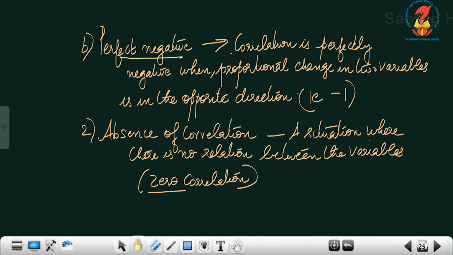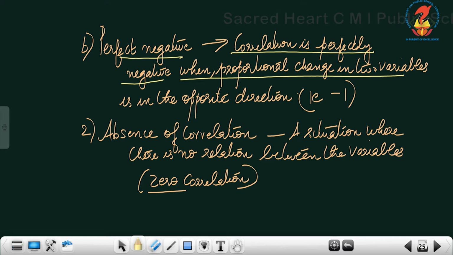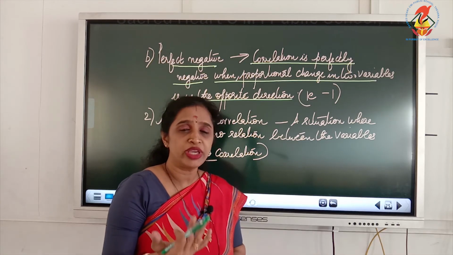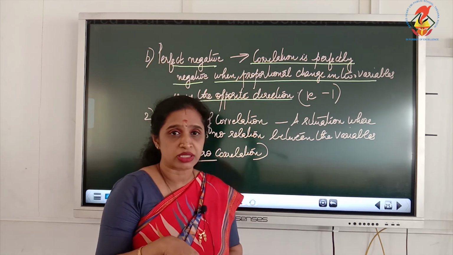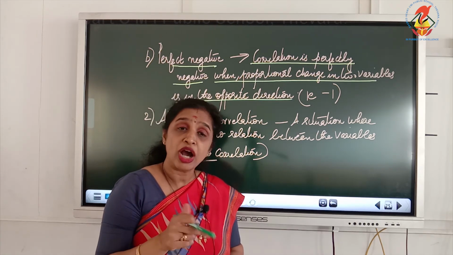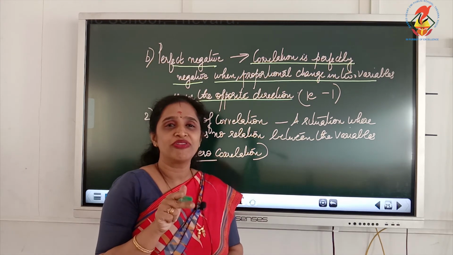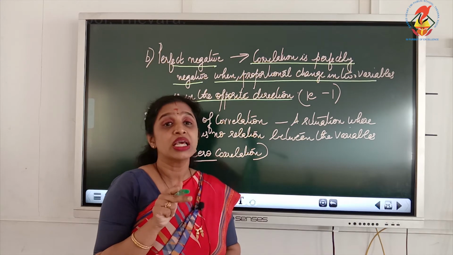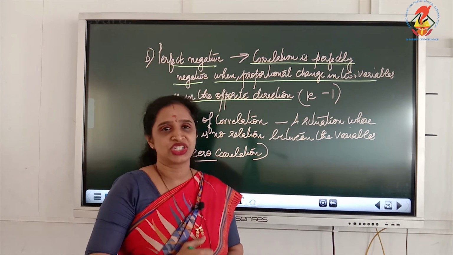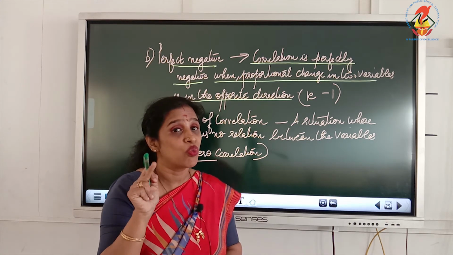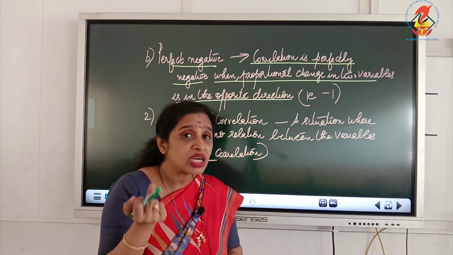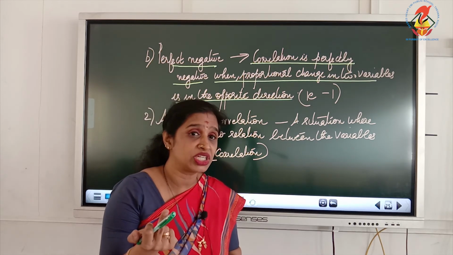Correlation is perfectly negative when the proportional change in two variables is in the opposite direction. Both variables are moving in an opposite direction, like demand and price. That is negative, and a proportional change is happening. Such a correlation is known as perfect negative correlation, and its degree will be -1. So, we know how far they are related, and what their correlation degree is.